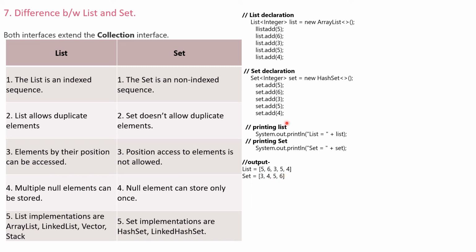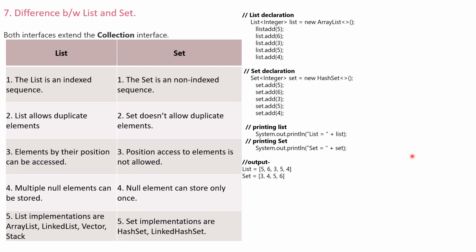And the same elements 3, 4, 5, 6, if I give in the set, it will not actually allow the duplicate elements. So this is also an important question in the Collection interface in Java: difference between list and set. And one more question related to this: set is not allowing duplicate elements, so how is it working internally to avoid the duplicate elements? This is also one of the questions related to the set.